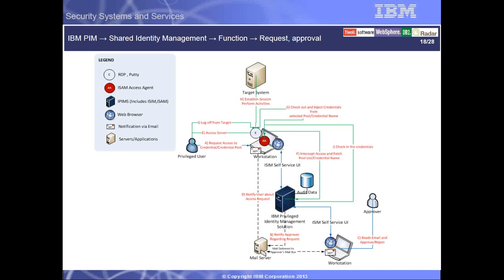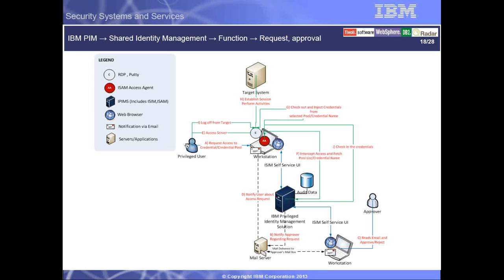Okay, now let's go through the flow of how shared ID management works in IBM Privileged Identity Manager. So here is the legend. You have this C thing as a console. It's an RDP or a PuTTY in this case. AA is the ISAM access agent. We have the server which runs ISAM and ISIM, a web browser, notification via email, and the server application.